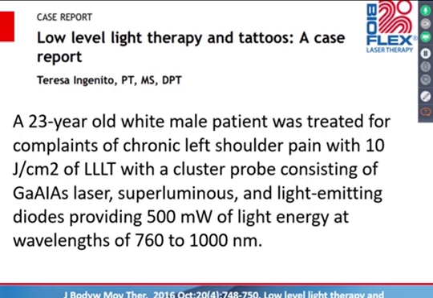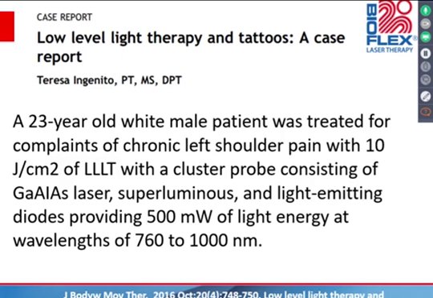A 23-year-old white male, Caucasian, was treated for complaints of chronic left shoulder pain using 10 joules per centimeter squared of LLLT using a cluster probe. They used a gallium aluminum arsenide laser, very similar to what we use, and also some LEDs. They didn't actually name the device or the manufacturer, so I'm not sure what it was. They said it provided 500 milliwatts of light.